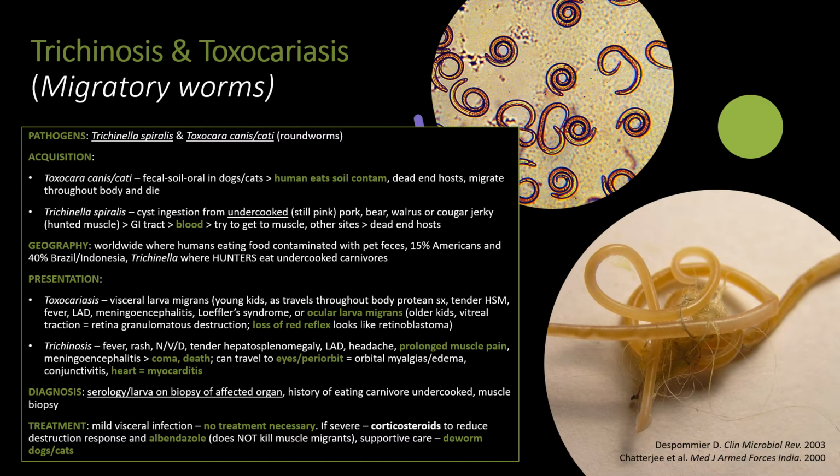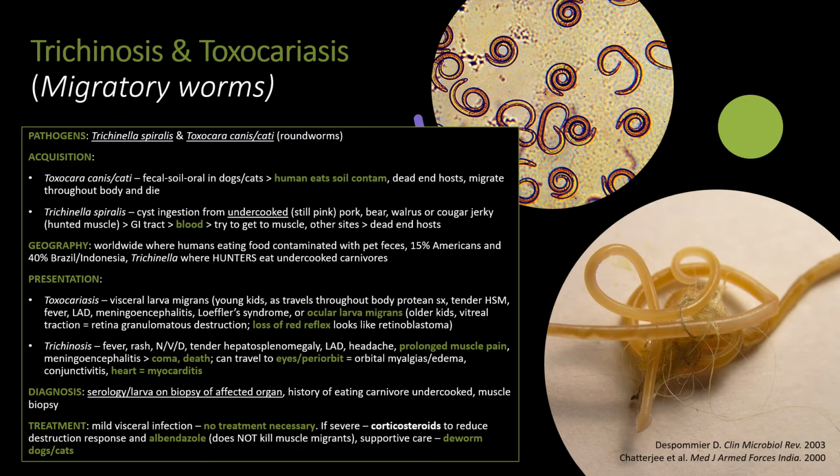Deworming our dogs and cats routinely is our best protection for outdoor companion animals. Trichinosis, caused by Trichinella spiralis, with its characteristic spiral phenotype, is caused by ingestion of undercooked hunted meats, which contain dormant roundworm cysts, namely in bears, walrus, or cougar jerky most frequently. So it's commonly known to be a disease of hunters.